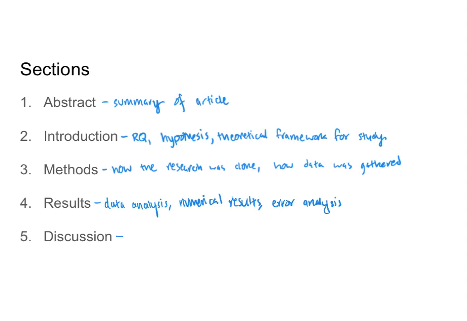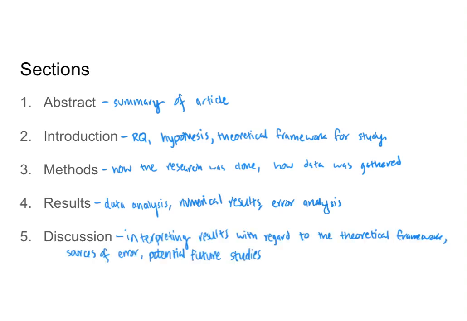In your discussion, there also may be discussions of further studies or potential sources of error in the experiment. So this is really that really interesting meat of the results. It's taking the results and interpreting them for a wider audience. So there you have it, folks, the key sections of a research article.